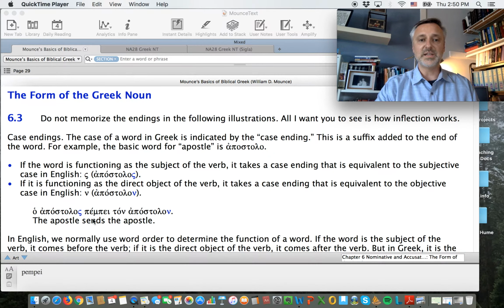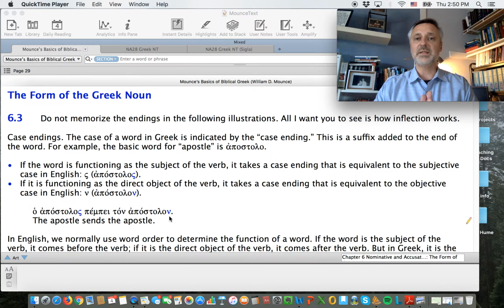Okay, so here we see a sentence, ho apostolos pempei ton apostolon. In both cases, apostolos is the word here. That's the lexical form, apostolos. But because of the function in the sentence, here apostolos is functioning as the subject, so it takes a nominative ending. And here this apostolos is functioning as the direct object, and so it takes a direct object ending, an accusative ending.